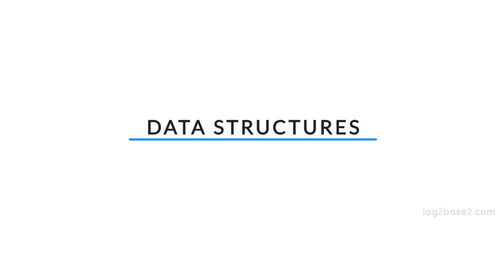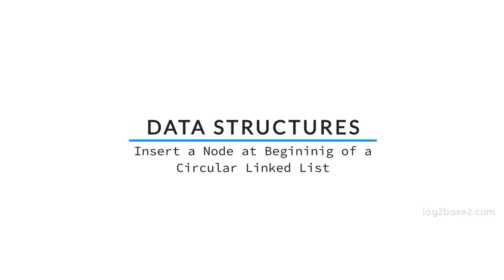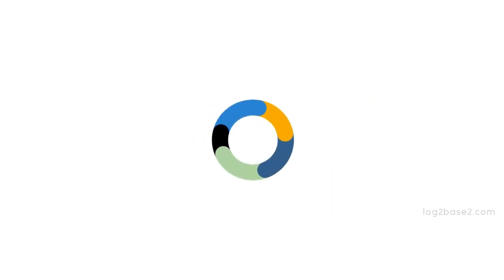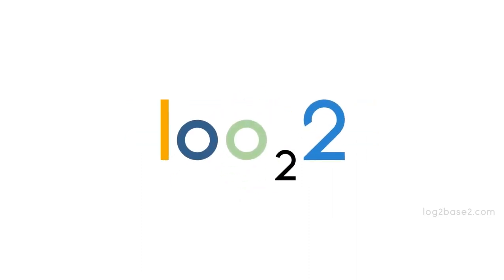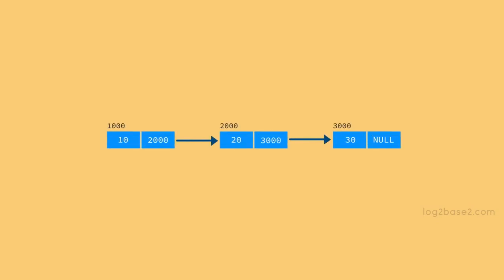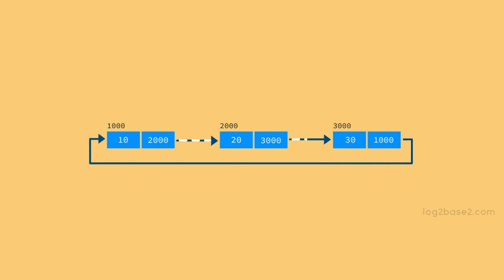Friends, in this video, we will discuss how to insert a new node to the circular linked list at the beginning. In the previous video, we discussed circular linked lists. Unlike a normal linked list, a circular linked list has a link from the last node to the first node in a cyclic way. Here, we are discussing how to insert a node in a circular linked list at the beginning.